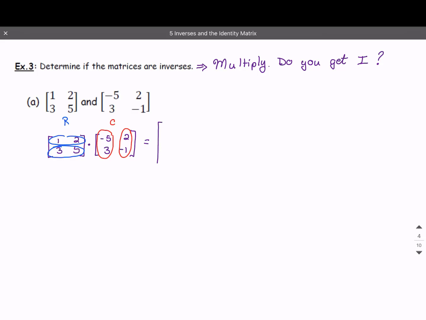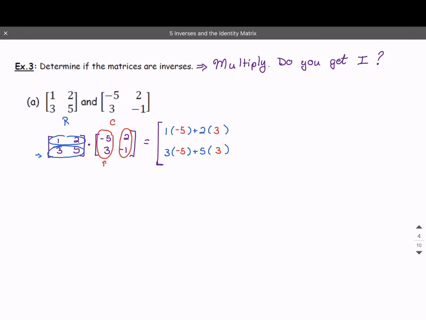So when we start, upper left-hand corner, we're in row 1, so it's 1 times something plus 2 times something. We're in column 1, so we're going to take column 1, which is negative 5, 3. Now if I move down, I'm in row 2, which is 3 times something plus 5 times something. I'm still in column 1, so I still have negative 5, 3. If I try to move down, I'm out of rows, so I'm going to close off that matrix at the bottom. I'm going to go back to the top.